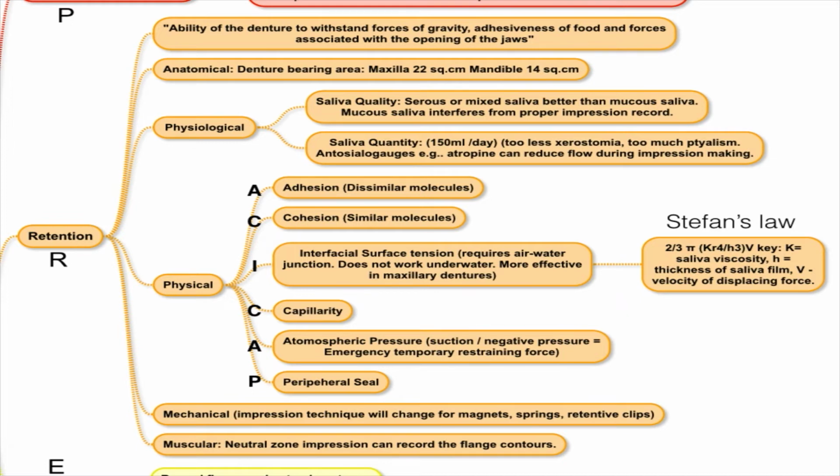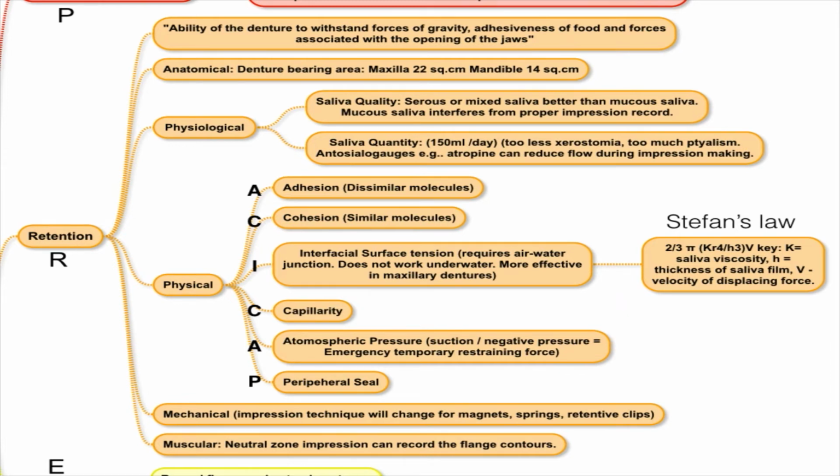The various factors affecting retention are anatomical, physiological, physical, mechanical and muscular factors. The anatomical factors are the denture bearing area. Maxilla has a larger denture bearing area, so that has better retention than the mandible, which has only 14 square centimeters. Physiological, quantity and quality of saliva. If there's too much or too less saliva, it has to be corrected before impression making. Speaking of quality, you should have serous or mixed saliva. Too much of mucus saliva can affect retention.